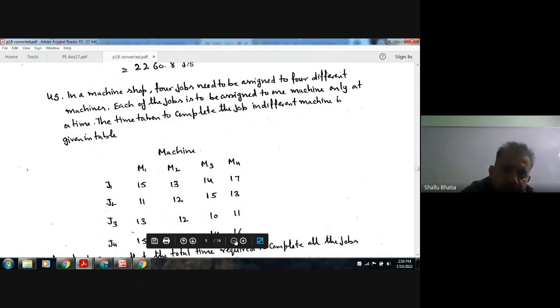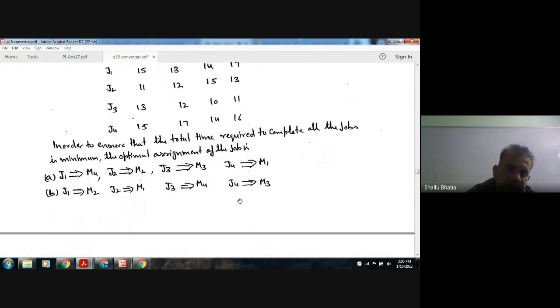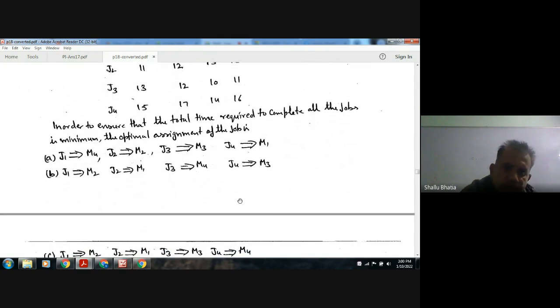Next, in a machine shop, four jobs need to be assigned to four different machines. Each of the jobs is to be assigned to one machine only at a time. The time taken to complete the job on different machines is given in the table. These are machines M1, M2, M3, M4, and jobs J1, J2, J3, J4. The values are 15, 13, 14, 17, 11, 12, 15, 13, 13, 12, 10, 11, and 15, 17, 14, 16. To ensure that the total time required to complete all the jobs is minimum, the optimal arrangement of the jobs is option A.